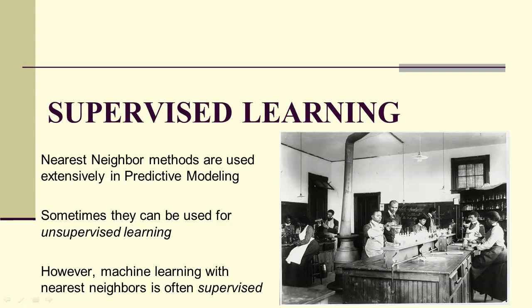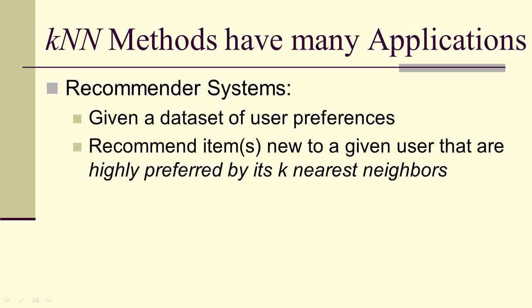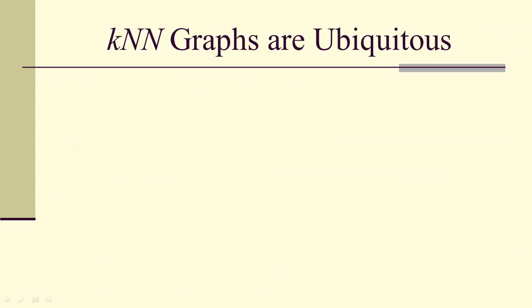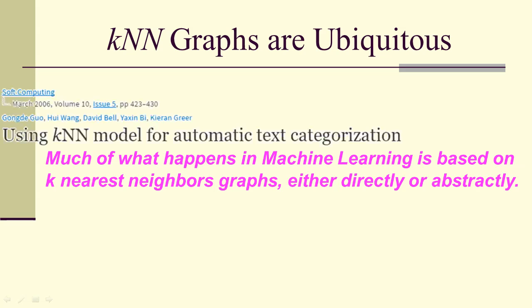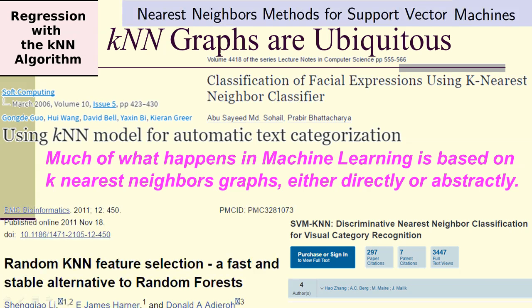Supervised learning. Nearest neighbor methods are used extensively in predictive modeling. Sometimes they can be unsupervised, but often we have to do supervised machine learning. So we've seen that the k-nearest neighbor methods have many applications, recommender systems, imputing missing data. In fact, k-nearest neighbor graphs are sort of everywhere. We'll see that much of what happens in machine learning is based on k-nearest neighbor graphs, either directly or abstractly.